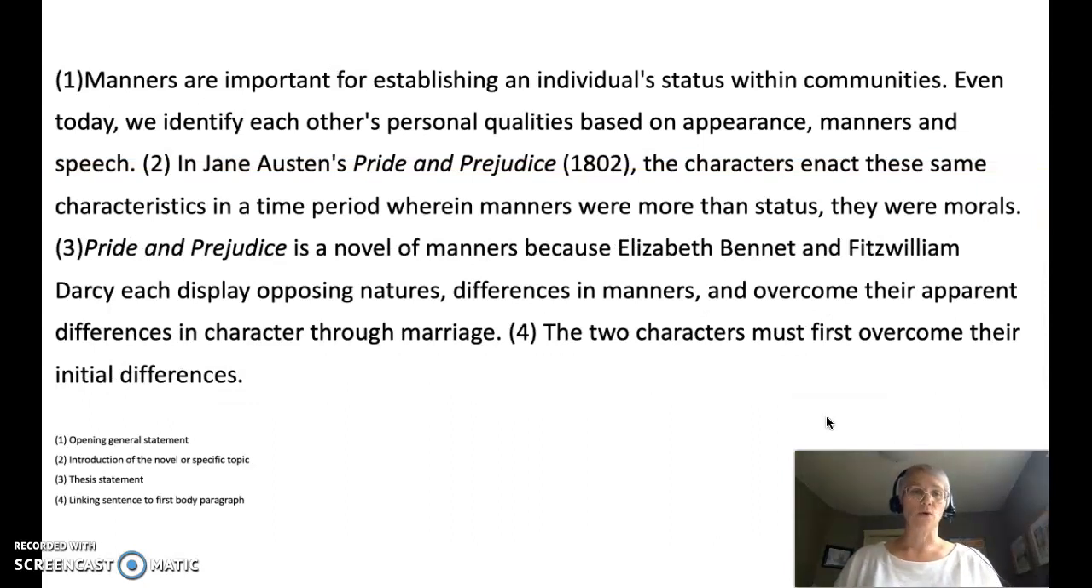Let's end this recording with an example. This is an example of an introduction from an English 106 paper on Pride and Prejudice.